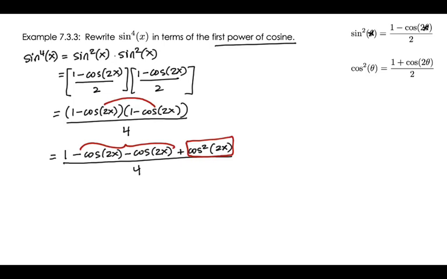Okay, so what do I do with cosine squared of 2x? Well, look at this formula. Whatever is inside the cosine squared gets doubled over on the right-hand side. So if this is 2x, then inside the formula will be 4x. Whatever is inside the cosine squared gets doubled over on the right. So if that was cosine squared of 5x, then on the right-hand side of the formula it would be 10x. Okay, so I'm going to replace this red box over here with 1 plus cosine 4x over 2.